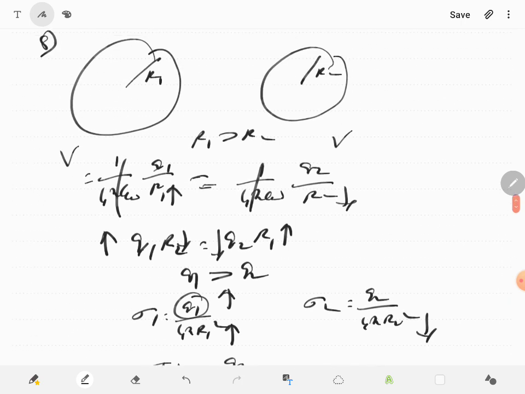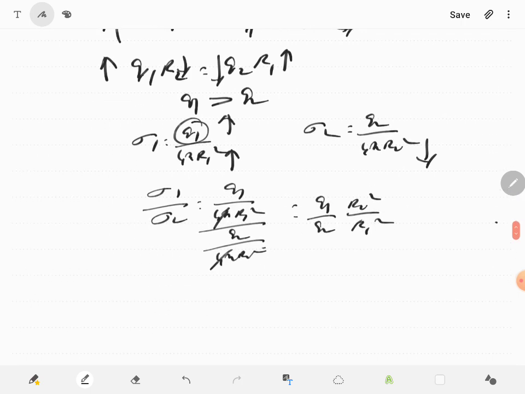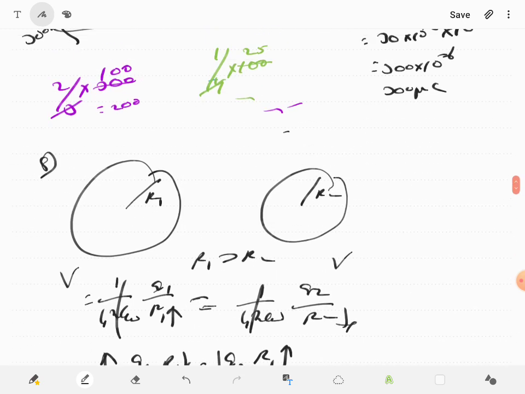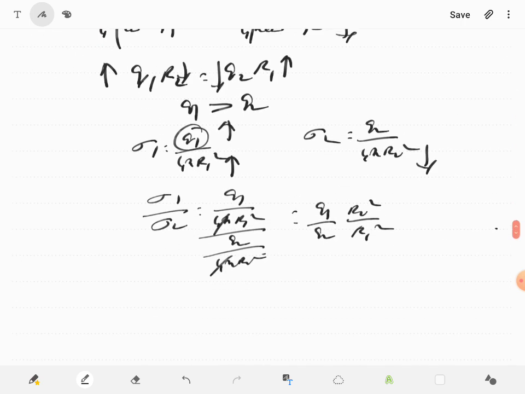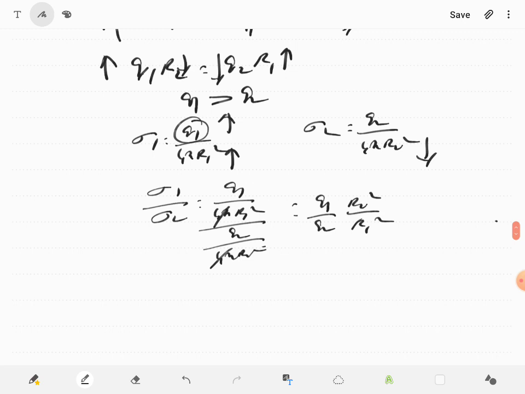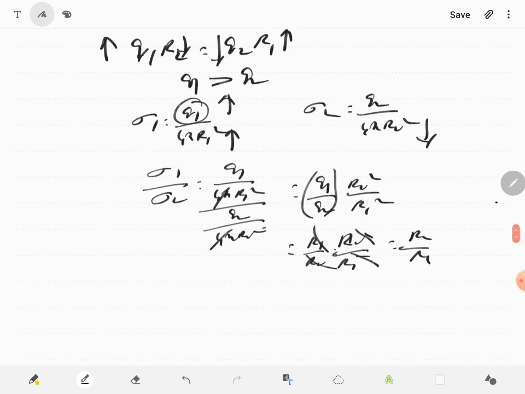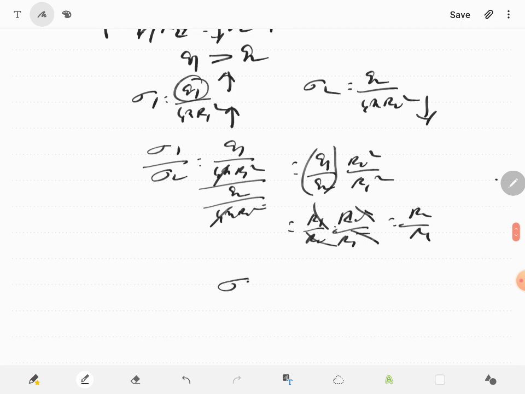But we already know that the potentials are the same. They charge the same potential. Yes, we equated it already, right? And therefore, you already know that q1 by q2 can be replaced as r1 by r2 into r2 square by r1 square. So r1 and r1 get cancelled, r2 and r2. So sigma 1 by sigma 2 will be r2 by r1.